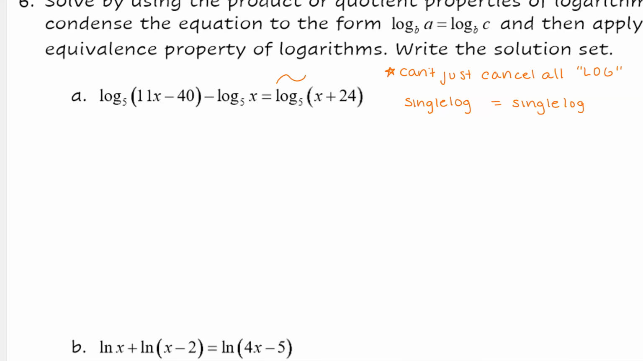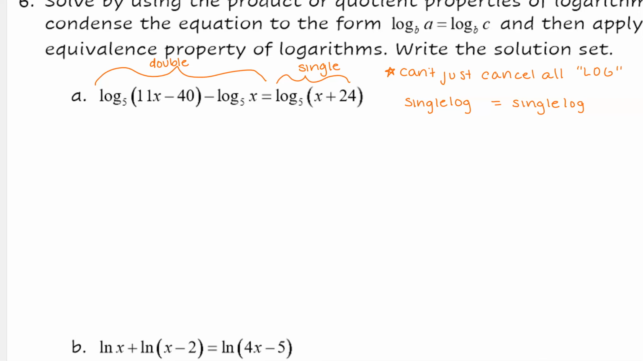Now on this right-hand side, this is a single log, so that's cool. But over here, there's 2 logs. This is a double. So I have to say that I don't have single log equals single log. But do I have any numbers hanging out? Like, is there a plus a million outside or a timesing by 2? No, there's nothing happening outside these logs. It's log of something minus log of something else equals log of something else.